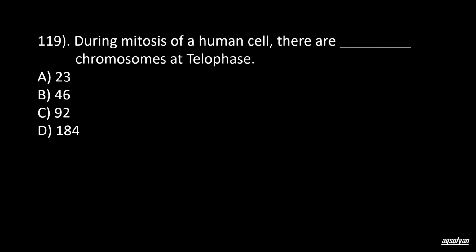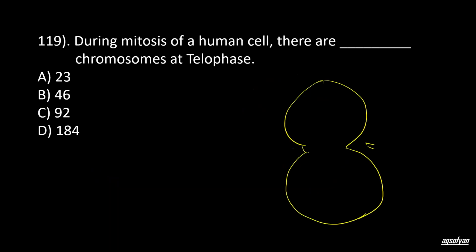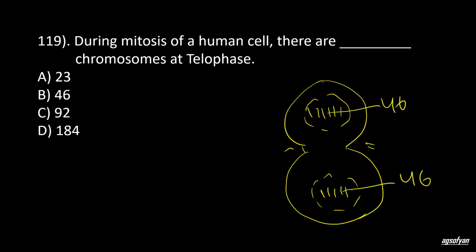During mitosis of human cell, there are blank chromosomes in telophase. So telophase is when the cell starts to divide, and there is a cleavage furrow, the nuclear envelope reforms, and the chromosomes will be inside the nucleus. It's going to be 46 on the top, 46 at the bottom, but the cell is not divided yet. So the number of chromosomes within the cell will be 46 plus 46, which is 92.